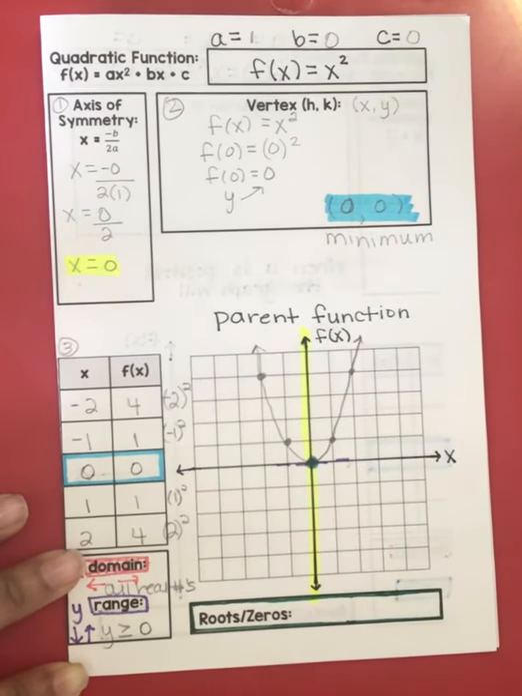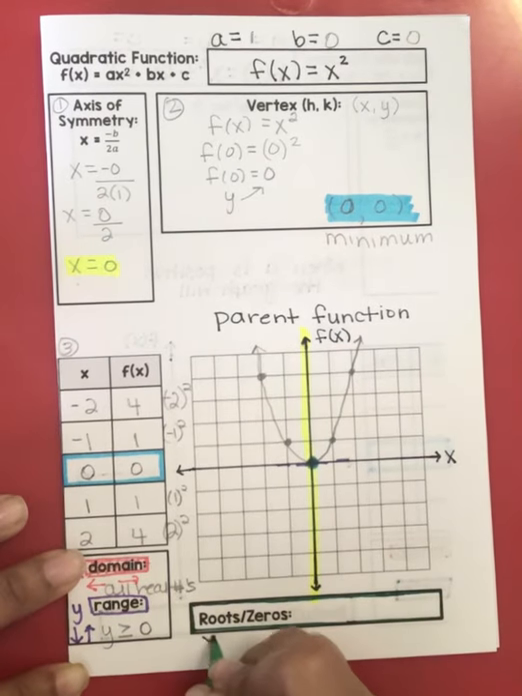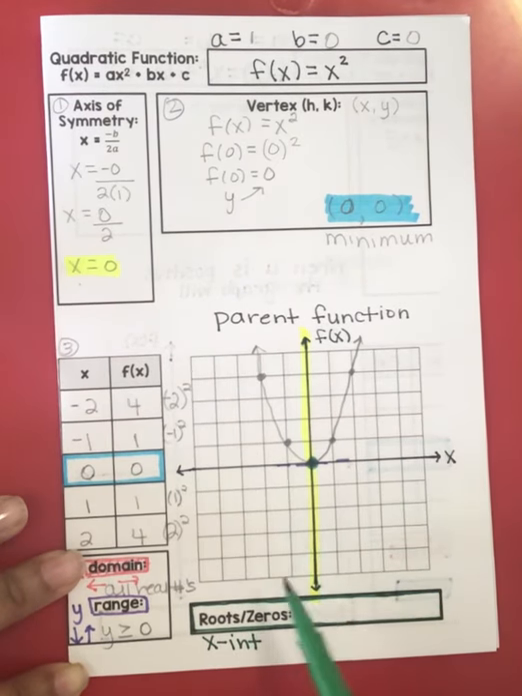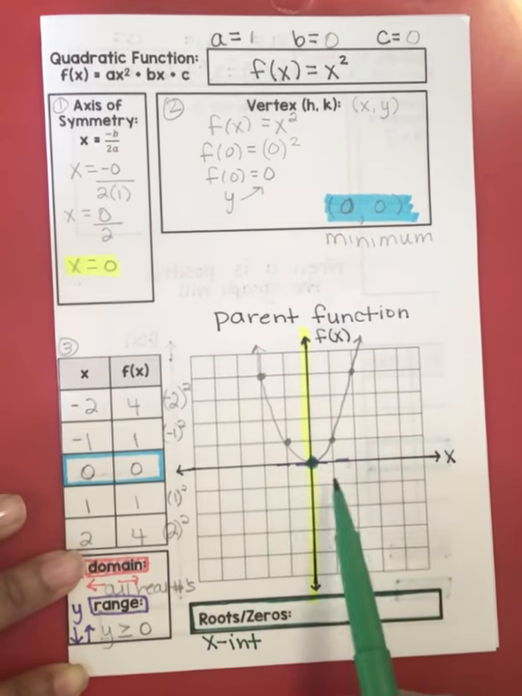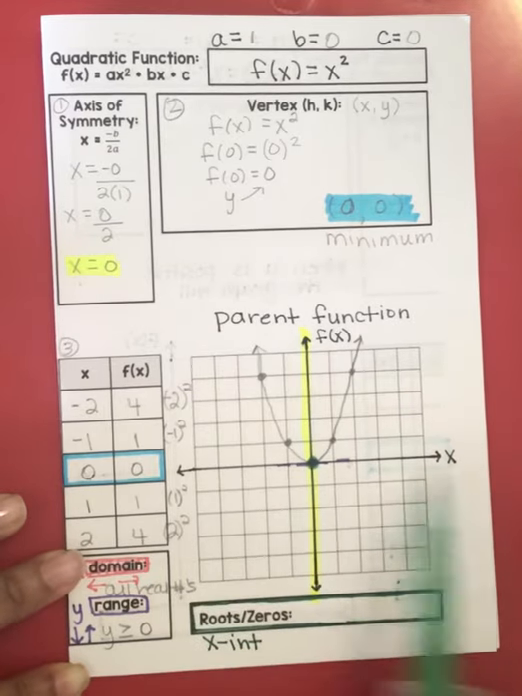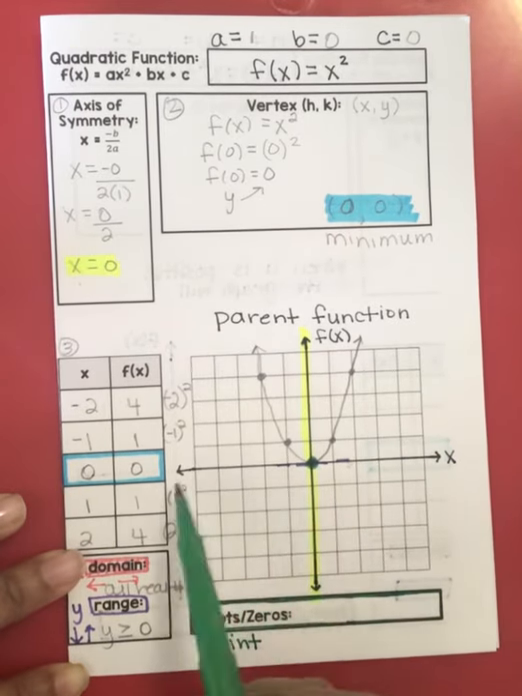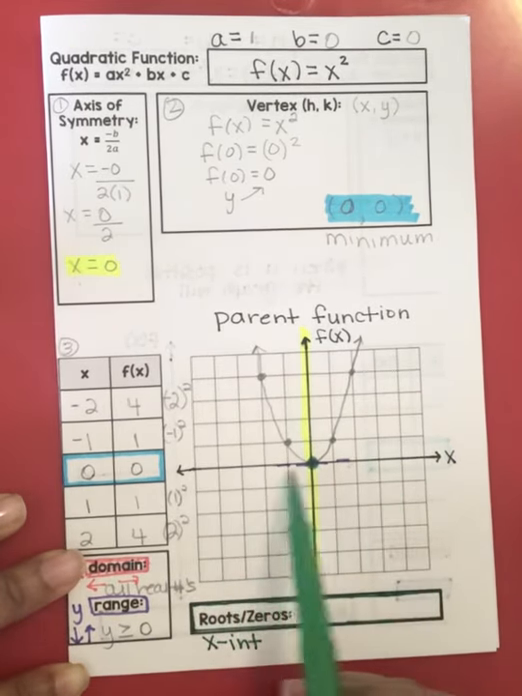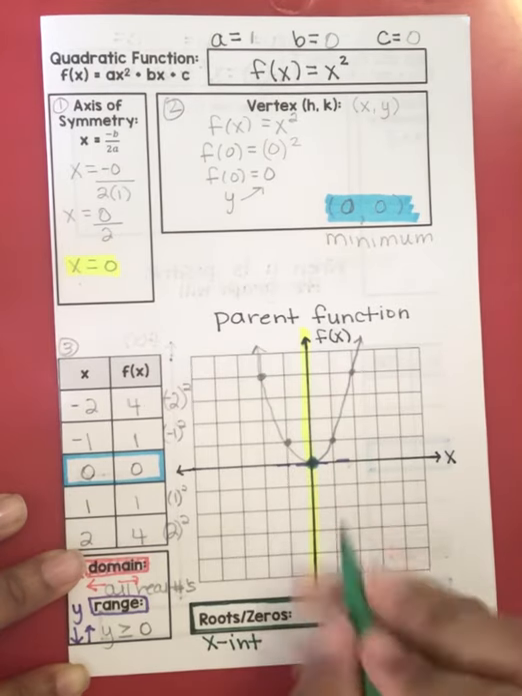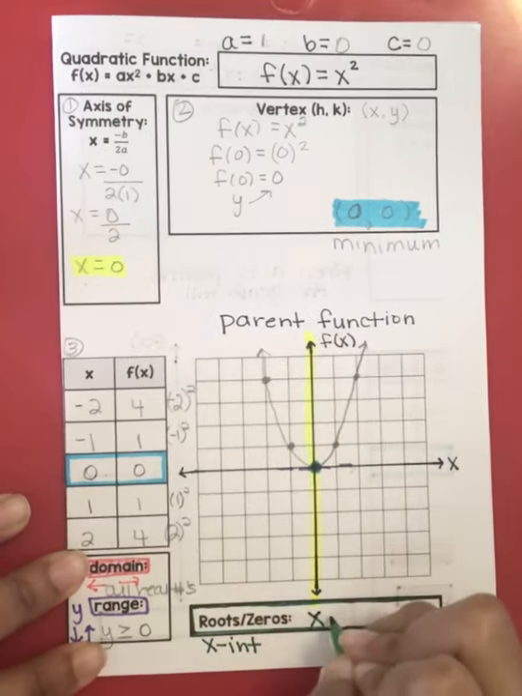And last but not least, let's talk about our roots and our zeros, aka our x-intercepts and our solutions. X-intercepts, my roots, my zeros, my solution, they only cross my graph on the x-axis. And where does this cross the graph on the x-axis? At 0, so I will only have one solution.